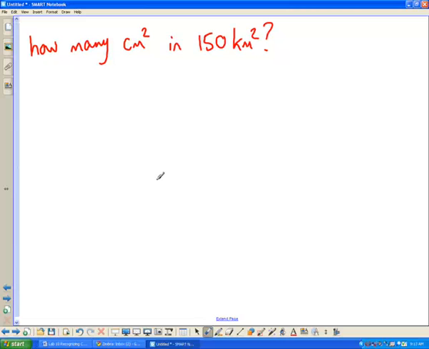Actually, let me just change this again. Again, it's all about, I want to have a couple more significant figures, at least one more. Let's say 156 square kilometers. Well, once again, this is the number that we're going to start with, 156 square kilometers. But now the problem becomes, I know how many meters are in a kilometer and how many centimeters are in a meter, but what do I do about the square business?